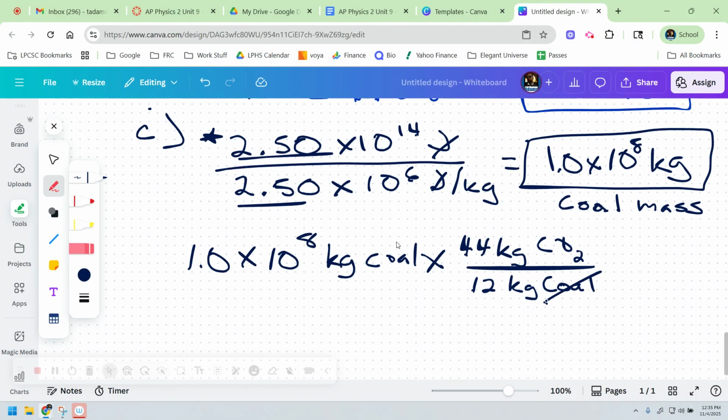So this coal cancels with this. I'm left with kilograms. I got to do a bunch of math. So when I'm done with that, I get very frustrating. 3.7 times 10 to the 8 kilograms of CO2.